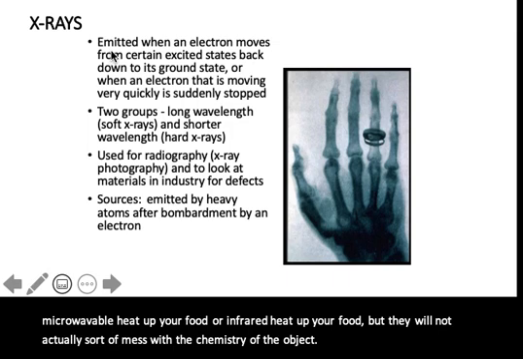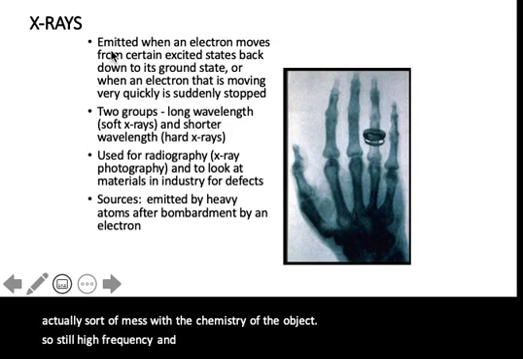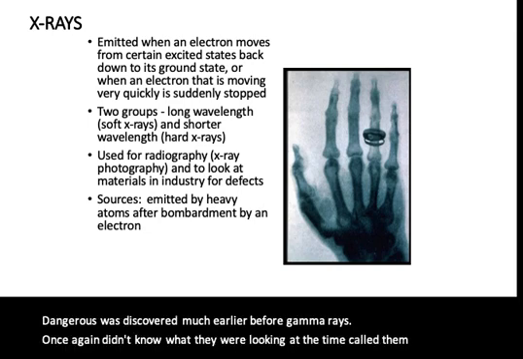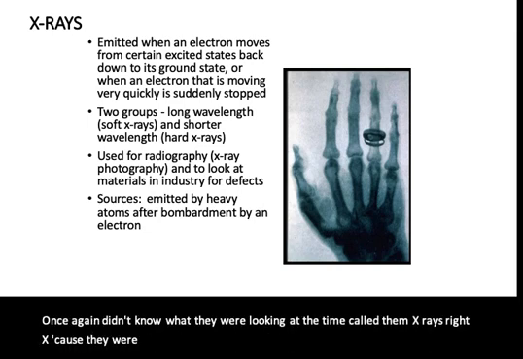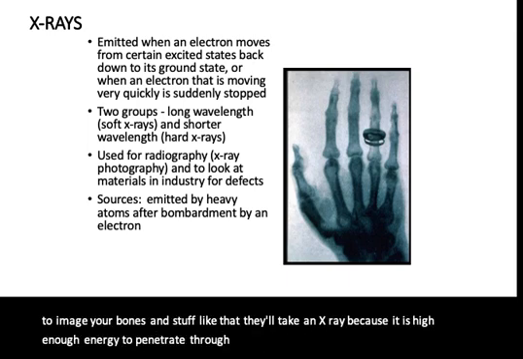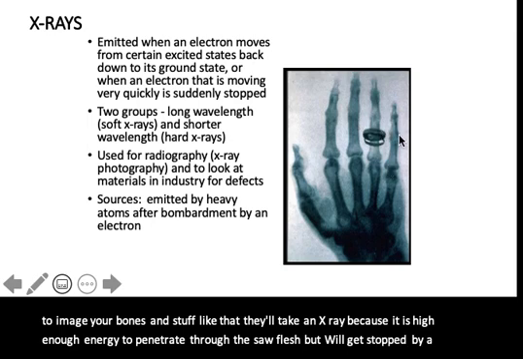So still high frequency and still dangerous, was discovered much earlier, before gamma rays. Once again, they didn't know what they were looking at the time, so they called them X-rays, right? X because they were mysterious. And of course, this is what happens when you want to image your bones and stuff like that, they'll take an X-ray. Because it is high enough energy to penetrate through the soft flesh, but will get stopped by a hard bone, or you can see this person's wearing a ring on their finger.